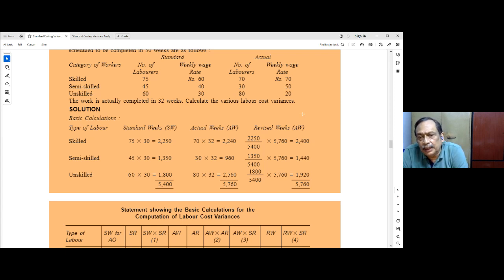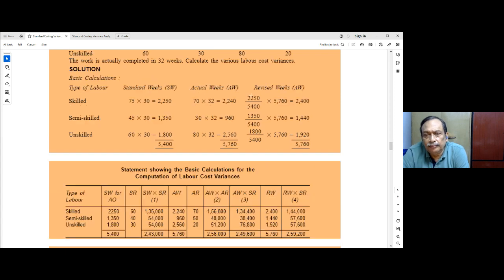Now, as far as actual weeks are concerned, termed as AW, we have the actual number of laborers multiplied by actual weeks, that is 70 into 32, that is 2240, 30 into 32, that is 960, and 80 into 32, it comes to 2560. So actual weeks comes to 5760.